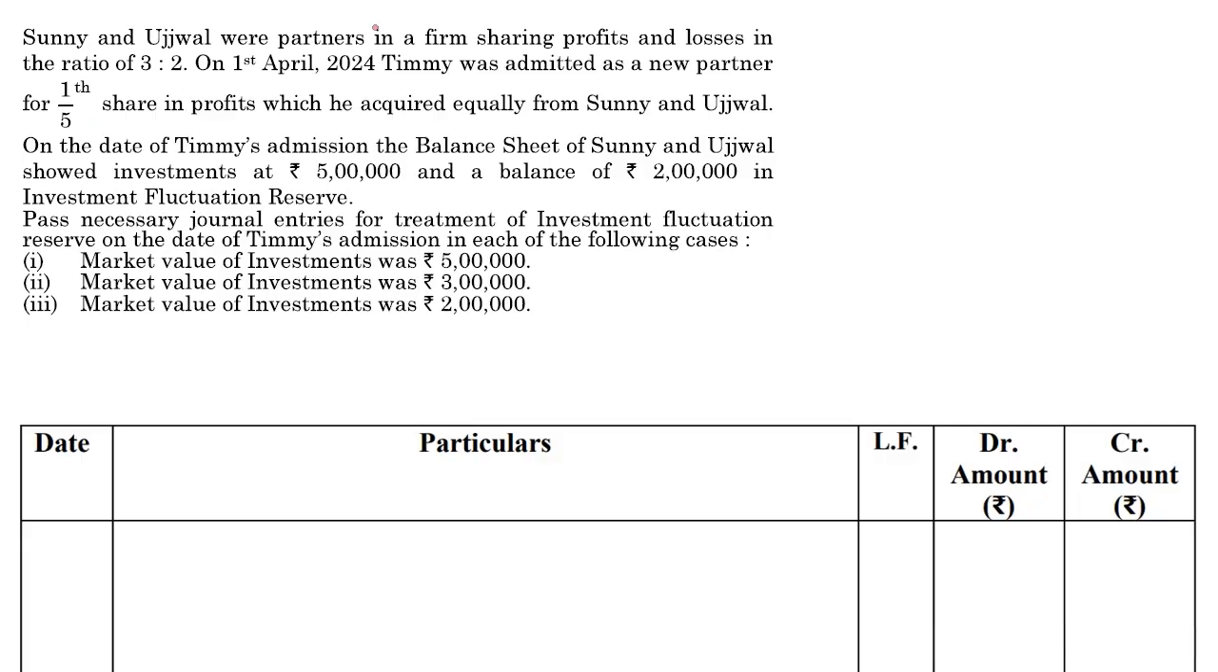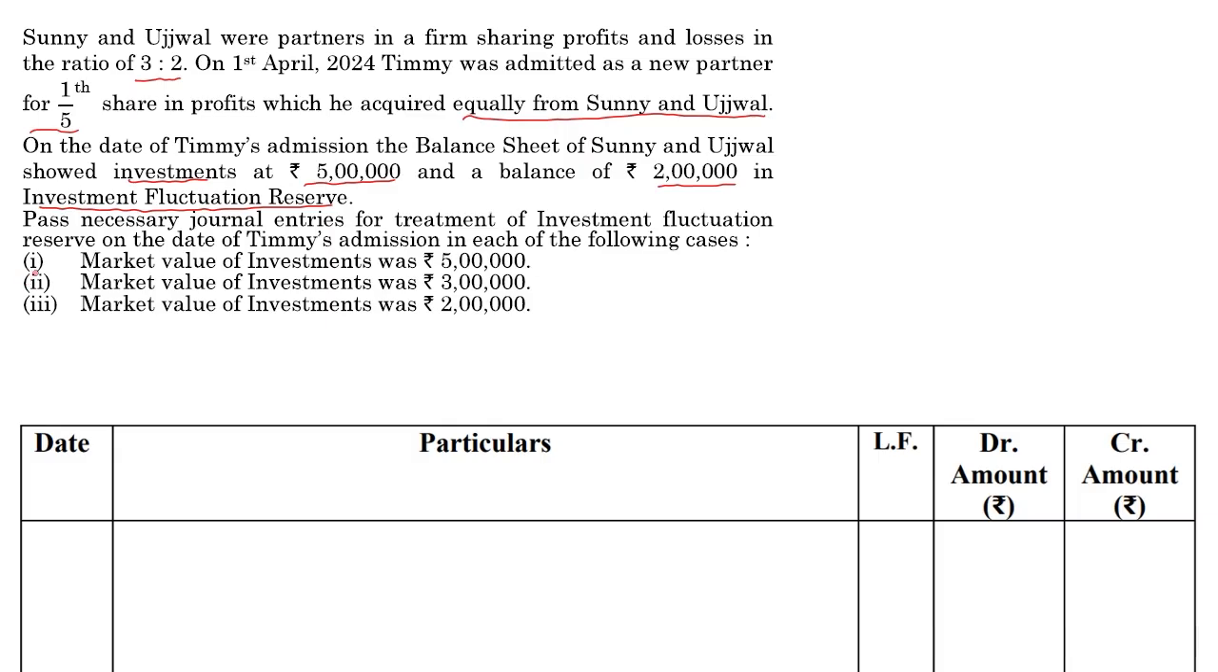Sunny and Ujjwal were partners in a firm sharing profits and losses in the ratio 3:2. On 1st of April 2024, Timmy was admitted as a new partner for 1/5 share in the profits, which he acquired equally from Sunny and Ujjwal. On the date of Timmy's admission, the balance sheet of Sunny and Ujjwal showed investments at 5 lakhs and 2 lakhs in the Investment Fluctuation Reserve. And we have to pass entries assuming different values for investment in the market.